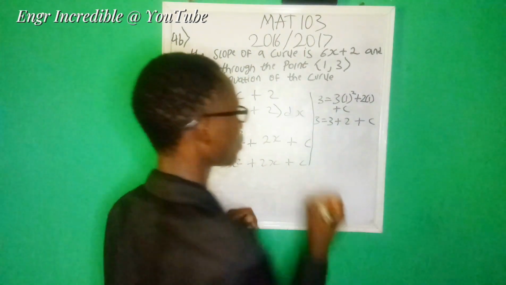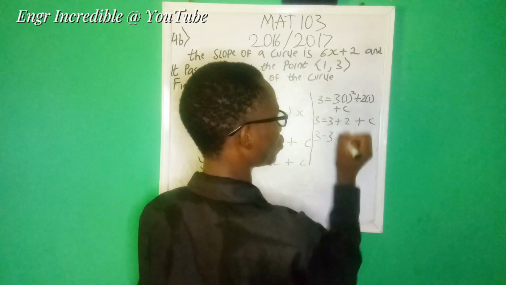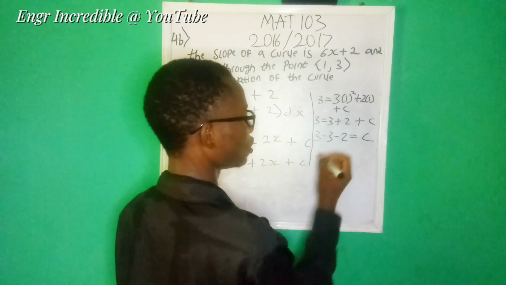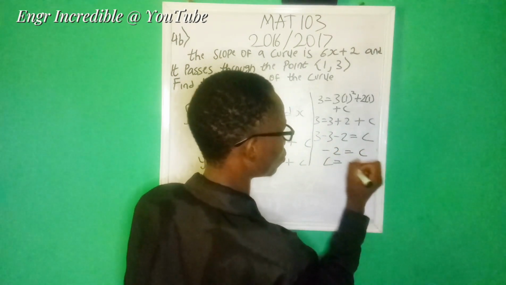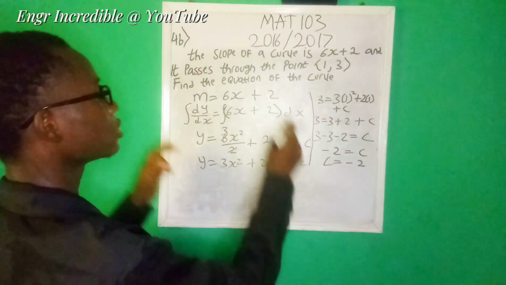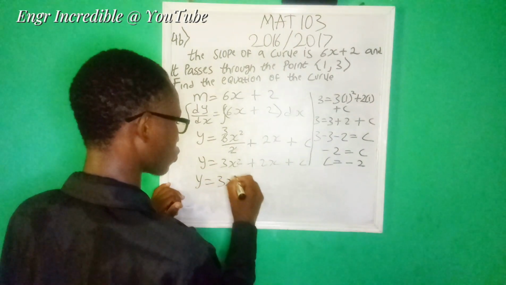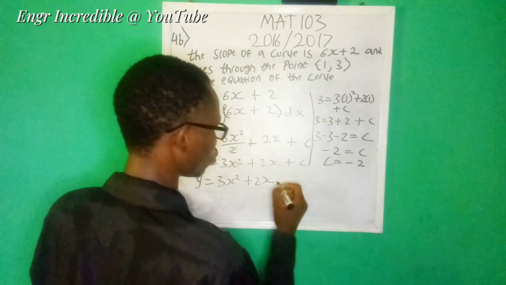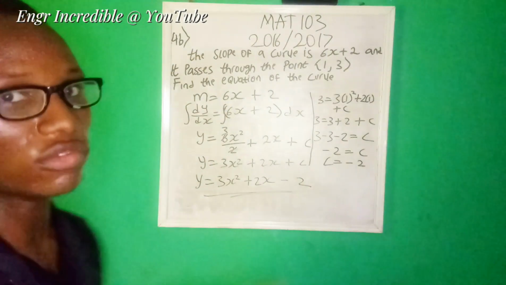We make c the subject of the formula. We have 3 minus 3, this one comes here because of the minus, and minus 2 is equal to c. So the answer here is equal to minus 2. That means c is equal to minus 2 as the value for our c. So therefore the equation of the curve is y is equal to 3x squared plus 2x, where c is equal to minus 2. So this here is the equation of the curve.